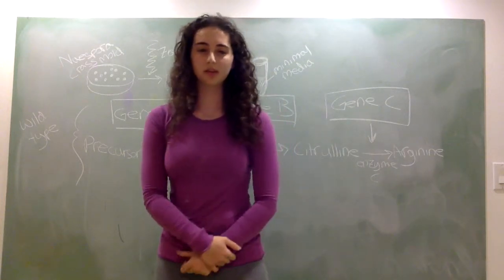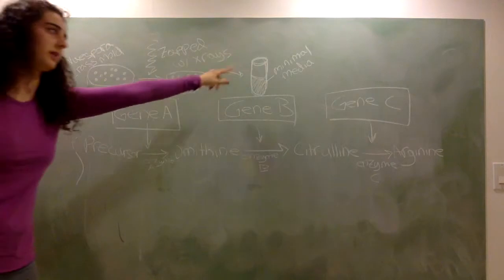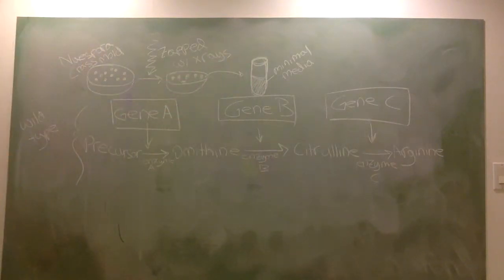So now this is how the experiment worked. Here they have their mold. They zap it with X-rays and they put it in the minimal media. From there, they put them into different categories, which you can actually look this experiment up online. I'm not going to go into depth with it, but it's not that difficult to understand.